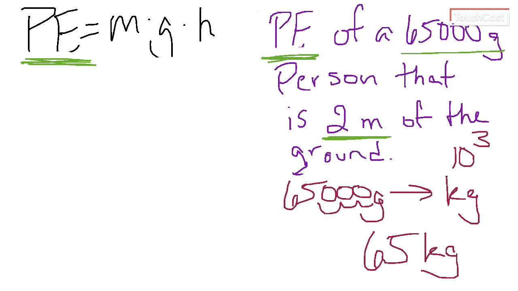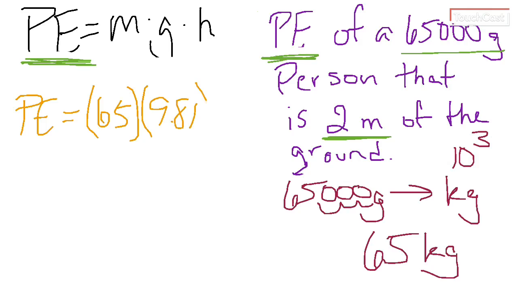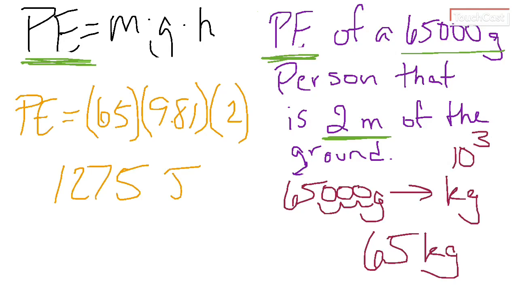And so I'm going to come over here and start doing my math. So we have potential energy equals mass, which we solved to be 65, gravity, which is 9.81 every time, and height, which is 2. So this equals 1,275 joules of energy.